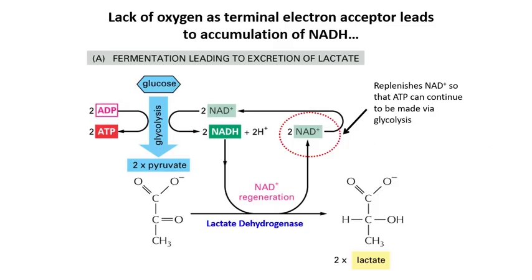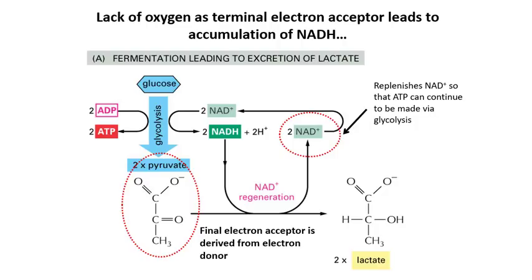Therefore, NADH can actually accumulate in the cell, so an important step in fermentation is the regeneration of NAD+. Lactate dehydrogenase is an important enzyme that pulls electrons off of NADH and in the process also generates lactate from pyruvate. And this is why fermentation is not a true redox reaction.